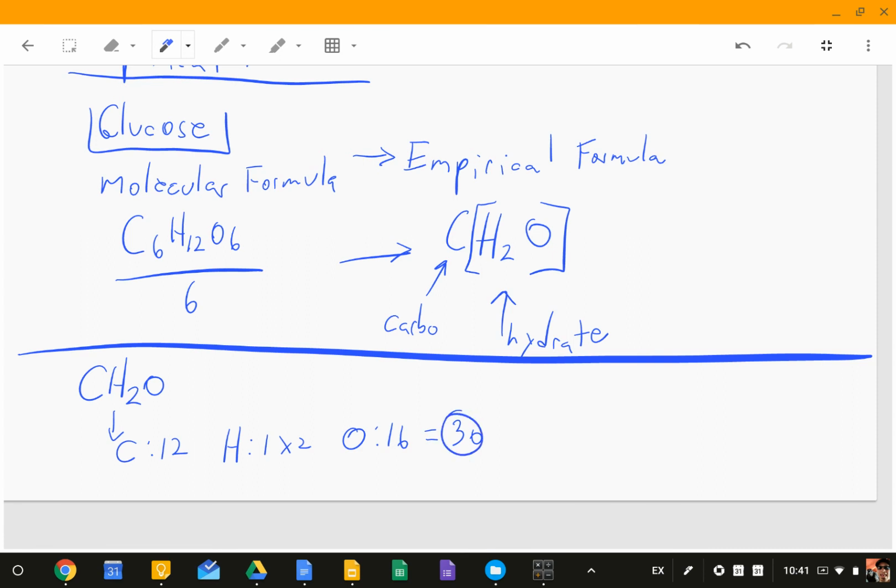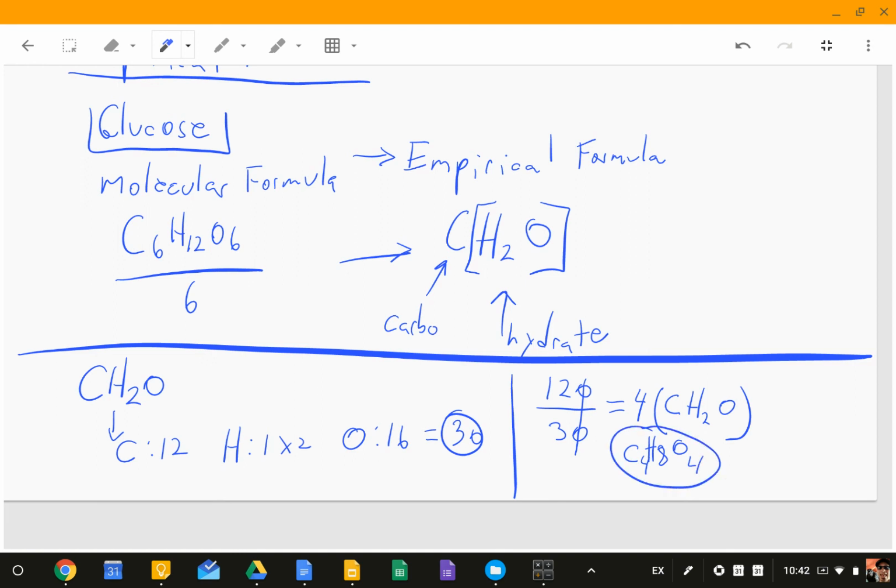So the mass of the formula is 30, and they said that the molar mass of this chemical is 120 grams per mole. 120 divided by 30 is, well, check this out. Remember this math trick? You could cancel out the zeros, and then 12 divided by 3 is 4. So this compound must be 4 times as much as the CH2O, the basic carbohydrate formula. Now I'm going to distribute. 4 times 1 carbon is C4. 4 times 2 is H8. And 4 times 1 oxygen is O4. There we go, C4H8O4. That's the answer.